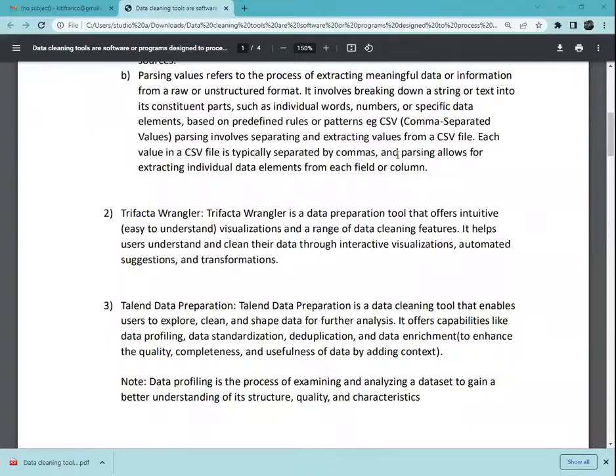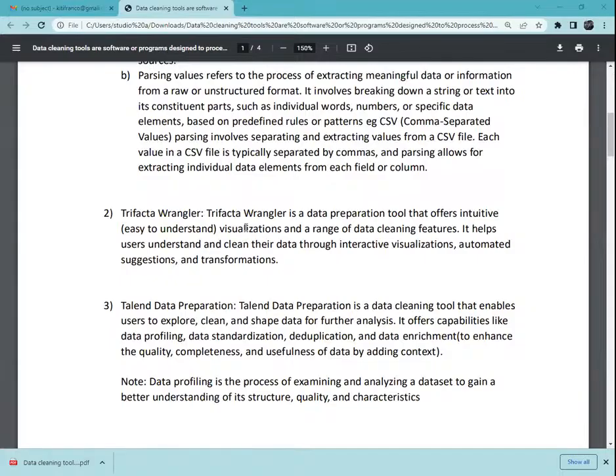Then we have this AI. This is an artificial intelligence software, which is used for what here? For data cleaning. It's called the famous Wrangler, Trifacta Wrangler. So Trifacta Wrangler is a data preparation tool that offers intuitive, easy to understand, visualizations, and a range of data cleaning features. It helps users understand and clean their data through interactive visualizations.